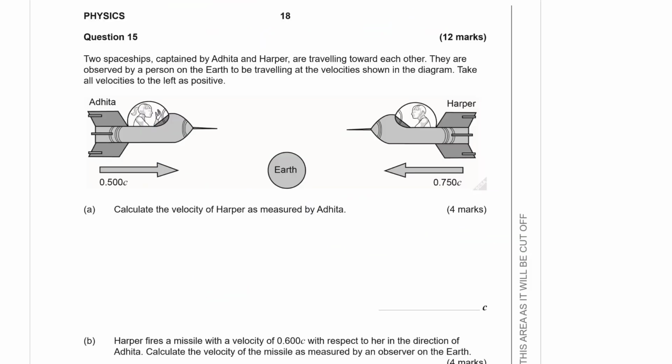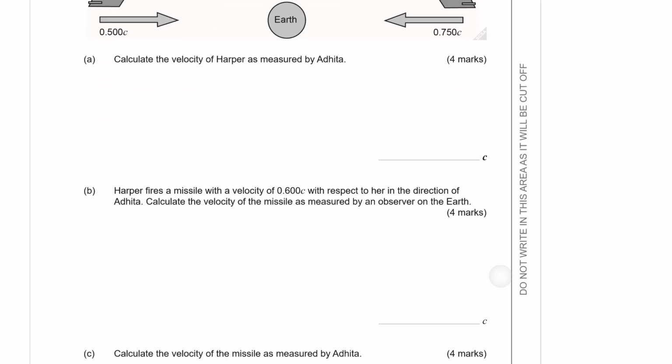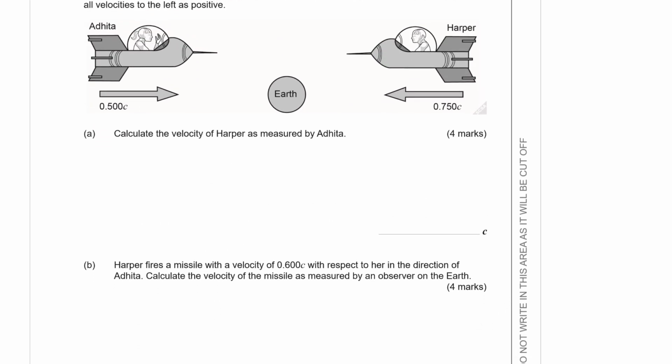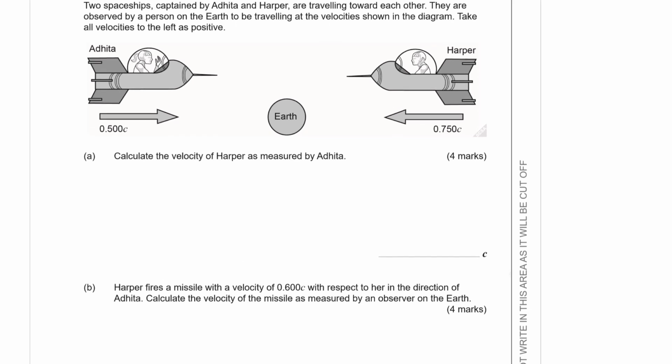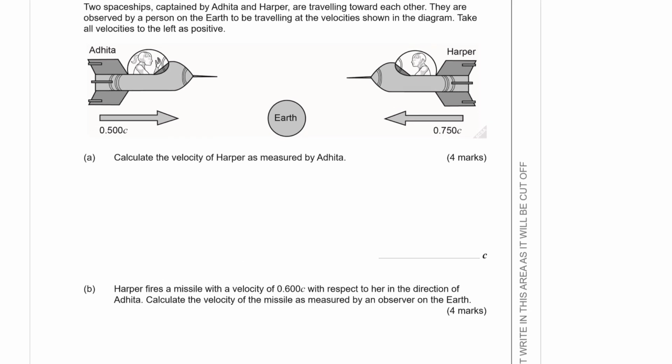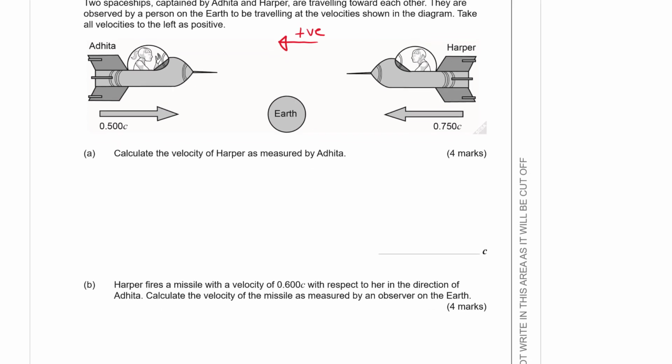Cool. Okay, so question 15 is actually 3 mini questions, and all of them are about using the correct velocity addition formula. So the first one is calculate the velocity of Harper as measured by ATAR. Now, one weird thing about this question in general is that they want you to take this direction as positive. The reason they've done that is so that your answers aren't so strange, because a lot of them become negative. But let's just go with that.